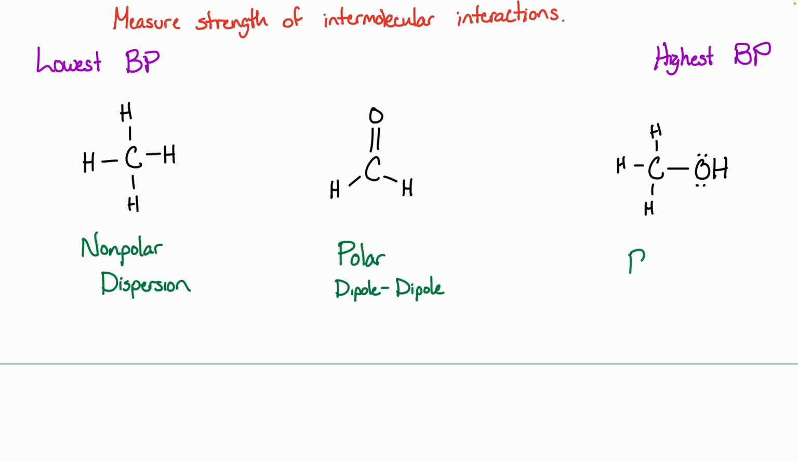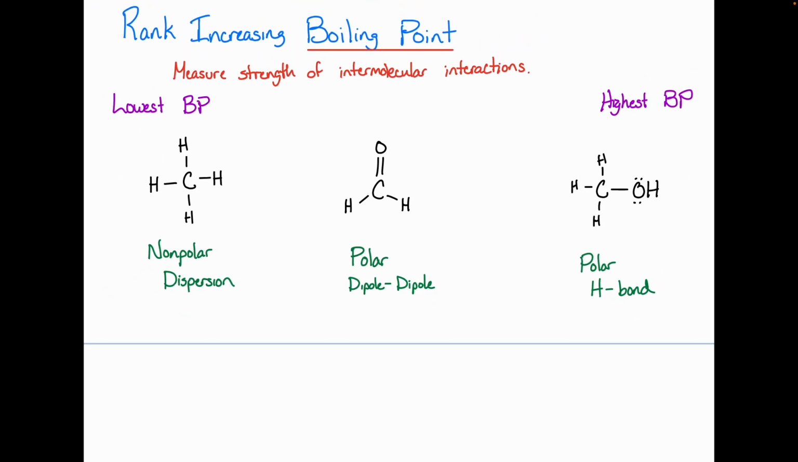And our last one is polar, but not only is it polar, it can hydrogen bond. So that's going to give it the highest boiling point, the strongest intermolecular interactions. All right, methane is very low, like negative 161 degrees Celsius. Formaldehyde's about negative 20 degrees Celsius, whereas methanol is closer to 60 degrees Celsius. So you can see there's quite a bit of difference depending on the strength of those intermolecular interactions.